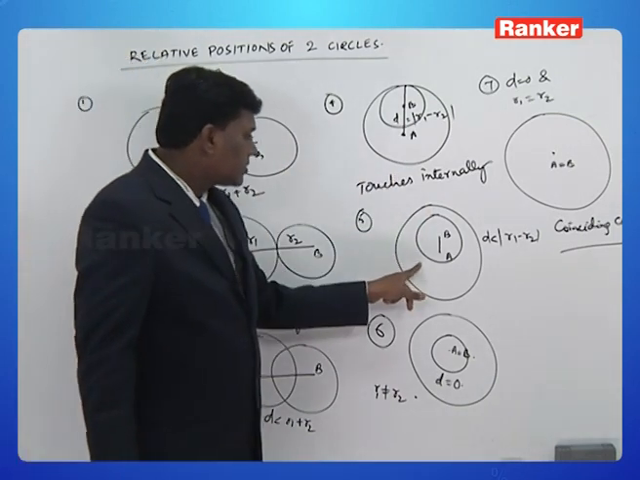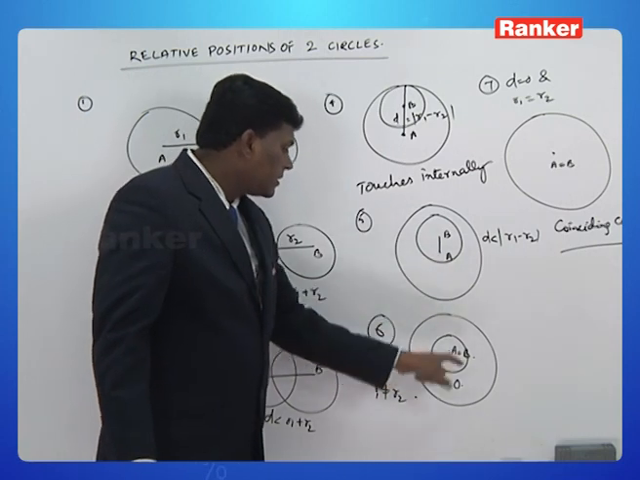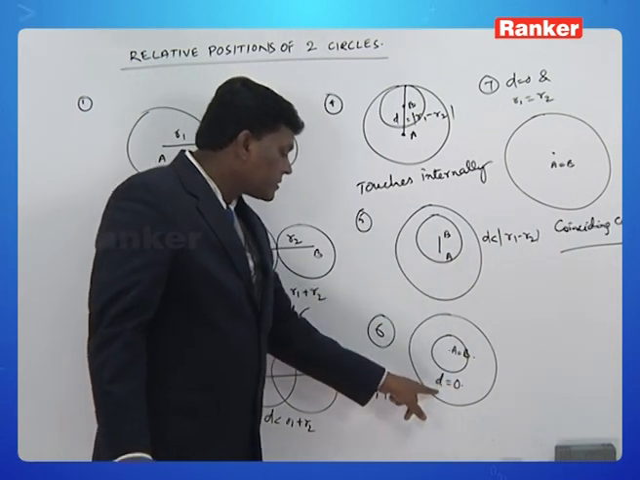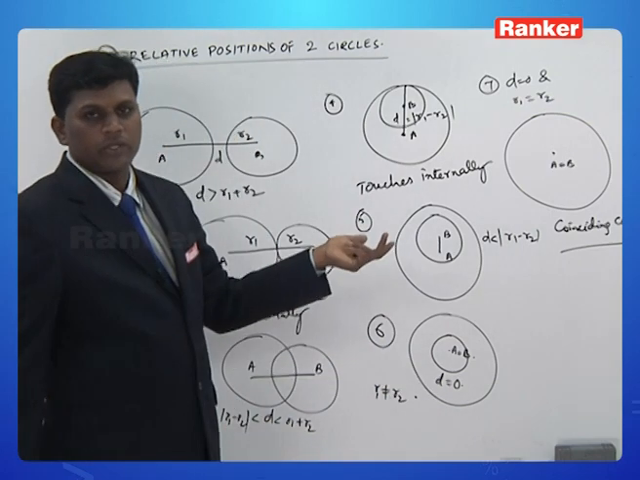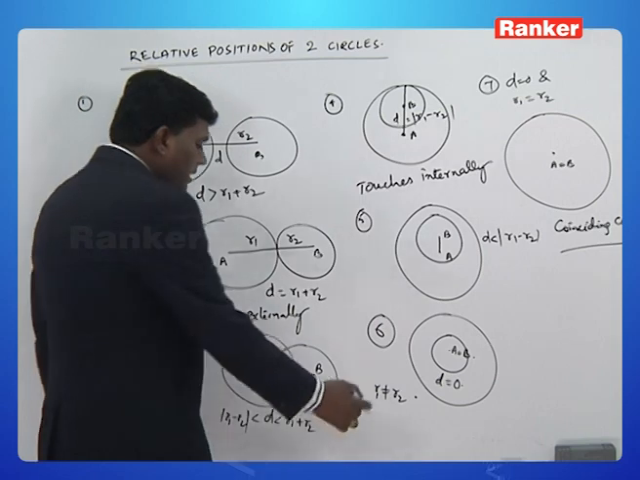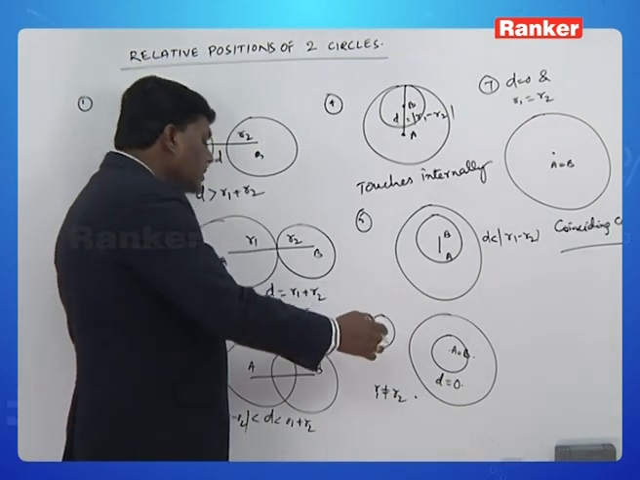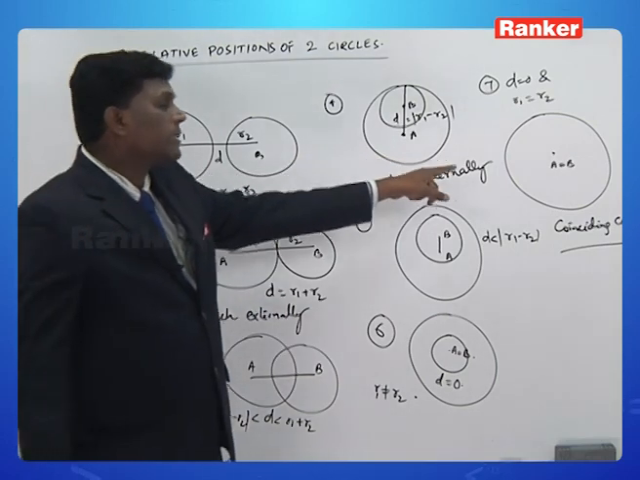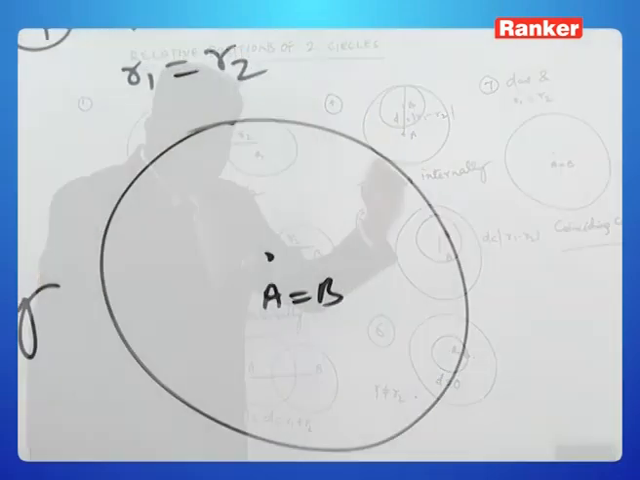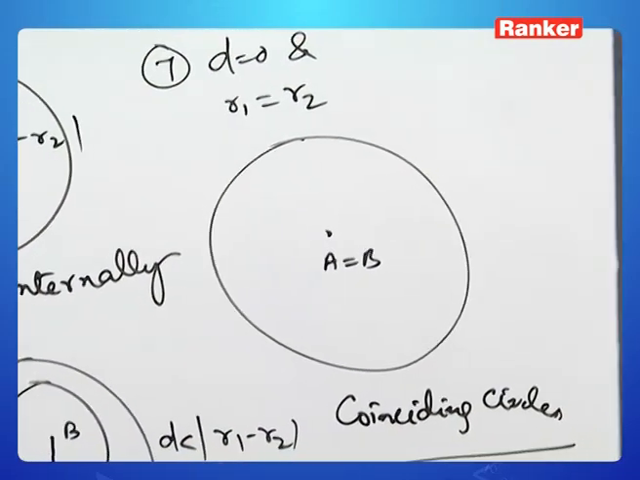In this case, if you go a little forward here, if the distance between centers AB has become 0, means centers are coinciding, it becomes concentric. Clearly R1 not equal to R2. In concentric circles, if R1 equals R2, we are getting the two circles coinciding like the seventh case. So exactly there are 7 relative positions in a plane for the given two circles.